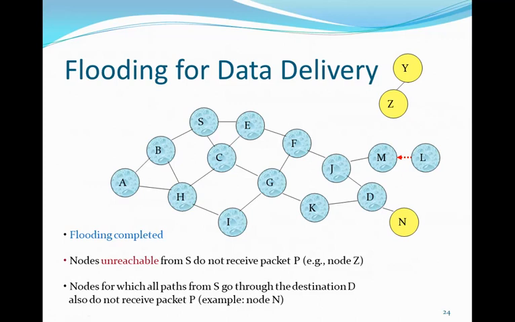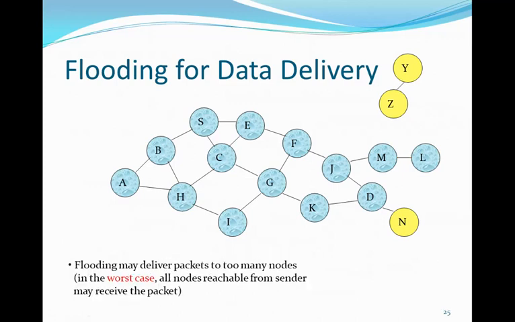So therefore, D will absorb the packet and it will not pass to the node N. There is a possibility that flooding may deliver packets to too many nodes, which is the worst case scenario in this situation. All nodes reachable from sender S may receive the packets, and you can see that even 95% of the network is now blue, which means that they received this packet. And this packet was only meant for node D.